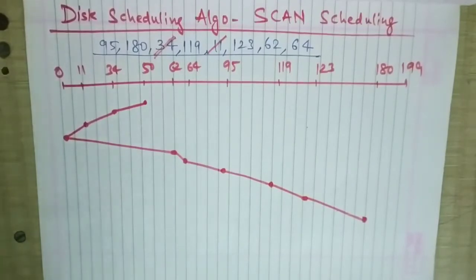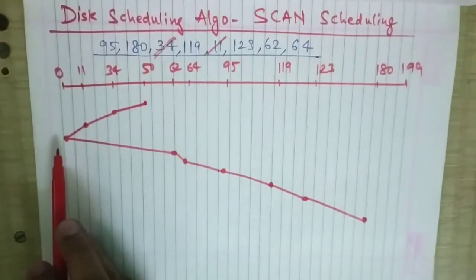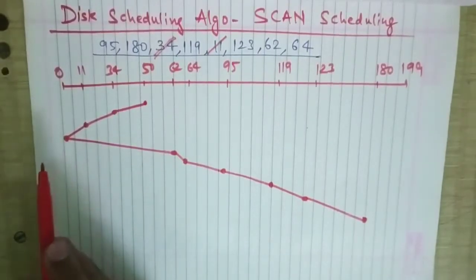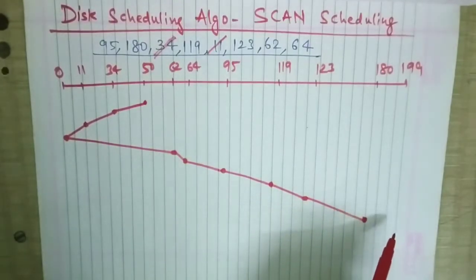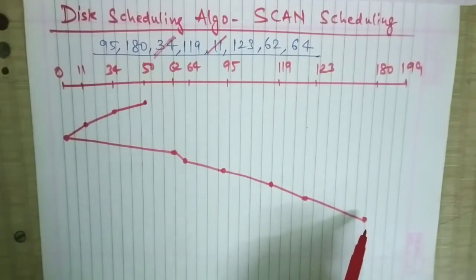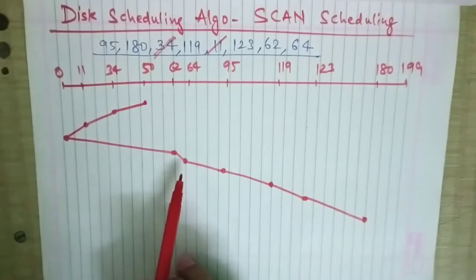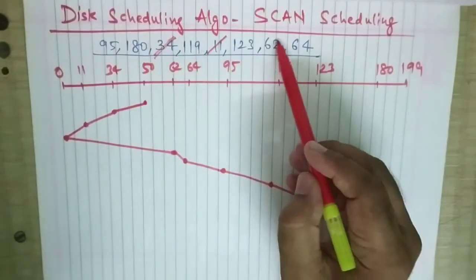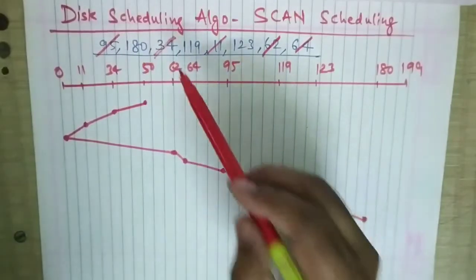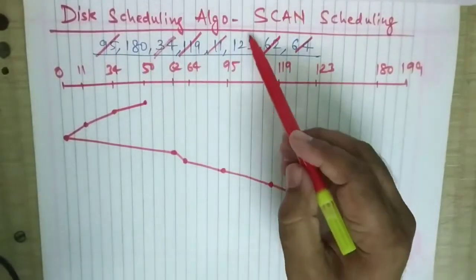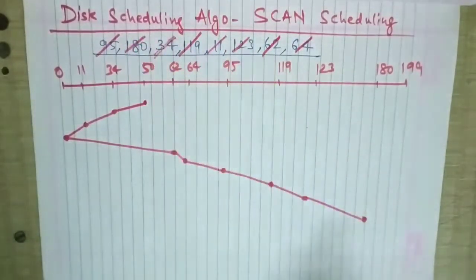In the SCAN scheduling algorithm we go to 0, that is one thing, but when moving toward the other end, we will not go up to 199, the last track. We go only to the last requested track, which is 180. So we have serviced 62, 64, 95, then 119, then 123, then 180. All are serviced.